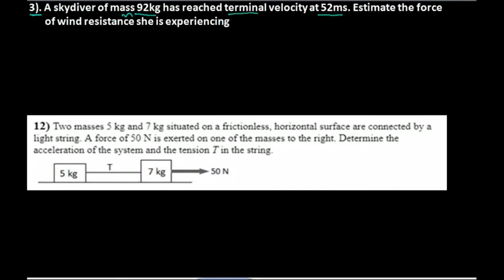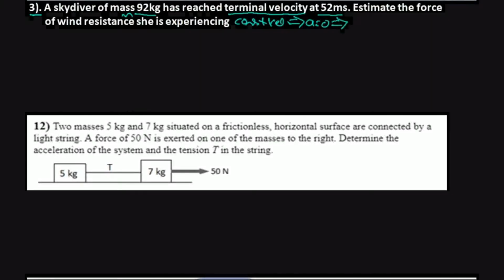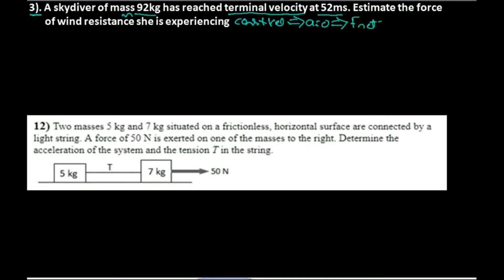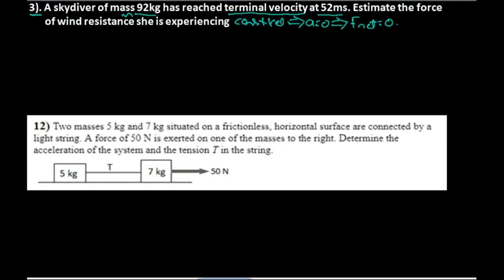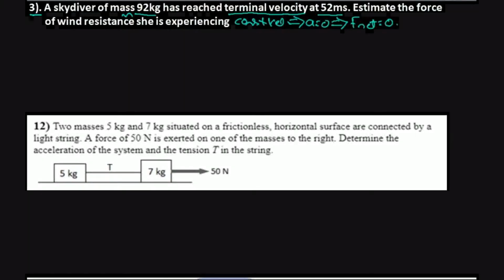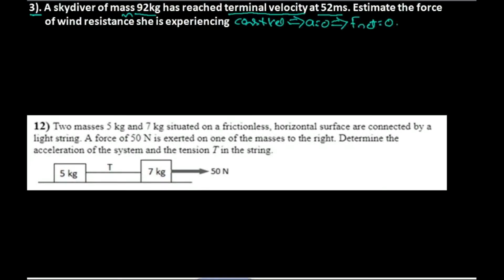What is terminal velocity? Terminal velocity is nothing but a constant velocity. Constant velocity implies acceleration is equal to 0. That again in turn implies the net force acting on the skydiver is 0. So what are the two forces again? What are the forces experienced by the skydiver?